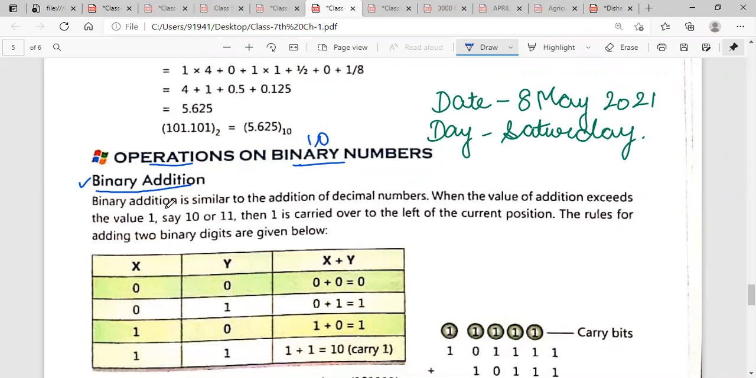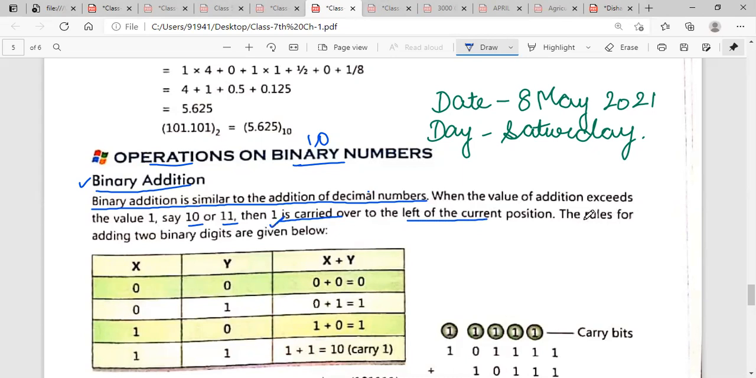Now, what is binary addition? Binary addition is similar to the addition of decimal numbers. Underline the first line, students. It means we will do the addition of two or three binary numbers. When the value of addition exceeds the value 1, say 10 or 11, then 1 is carried over to the left of the current position. Now what it means is, if we add and get 10 or 11, then we will use a carry.